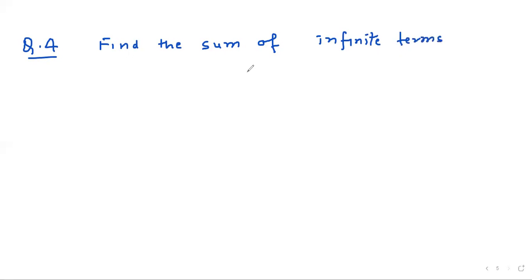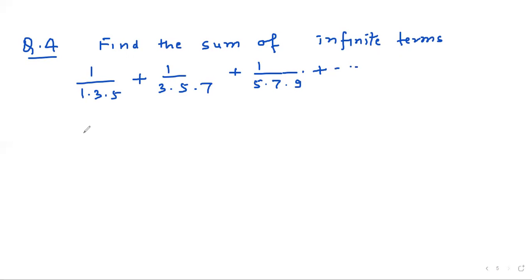Let's consider the next question. Question number 4. Find the sum up to infinity. The sequence is 1 upon 1 into 3 into 5 plus 1 upon 3 into 5 into 7 plus 1 upon 5 into 7 into 9 plus dot dot dot. Now, the general term Tn we can write, using odd numbers, as 1 upon 2n minus 1, then 2n plus 1, and 2n plus 3.